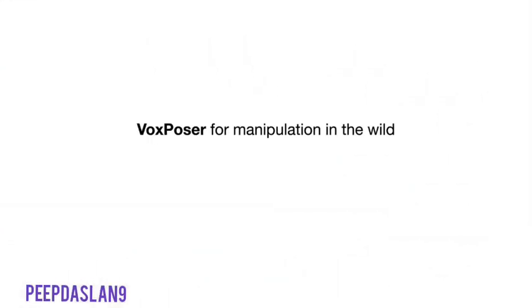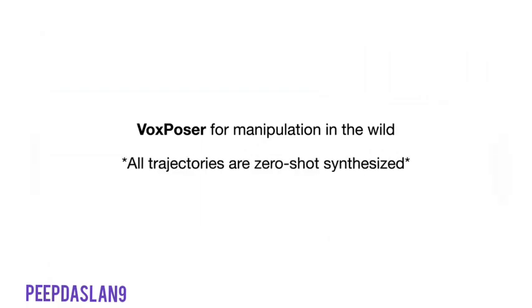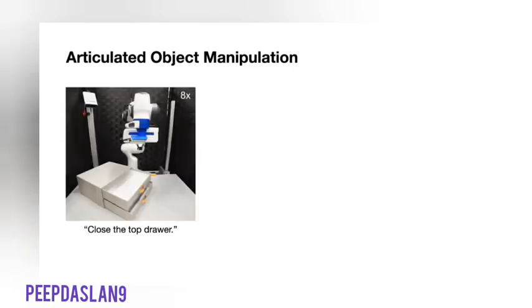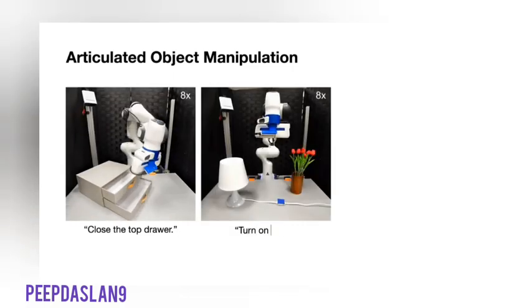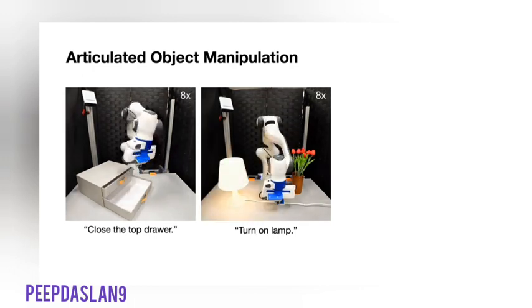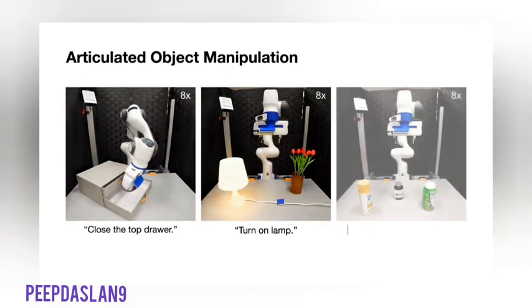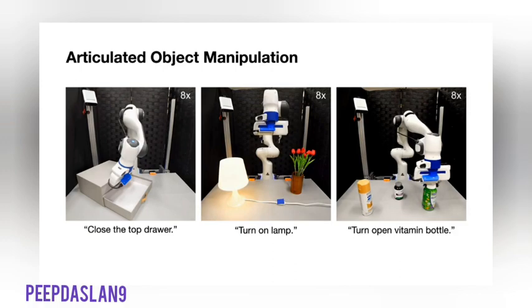We now show the videos of VoxPoser performing manipulation tasks in the wild. We would like to note that all trajectories are zero-shot synthesized. VoxPoser can perform articulated object manipulation, including close the top drawer, turn on the lamp, and open the vitamin bottle.